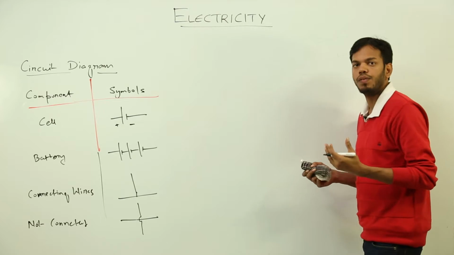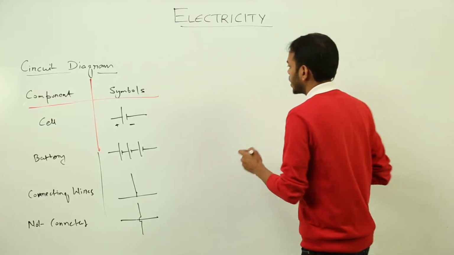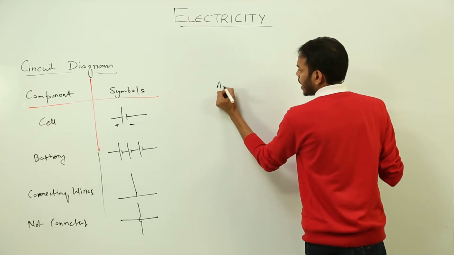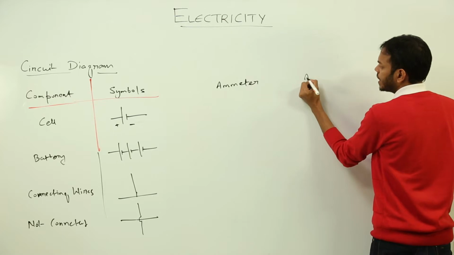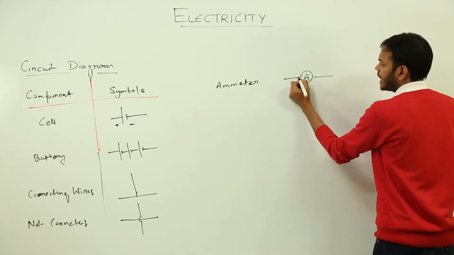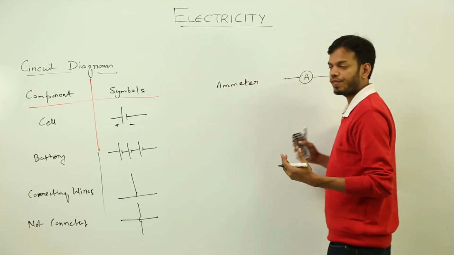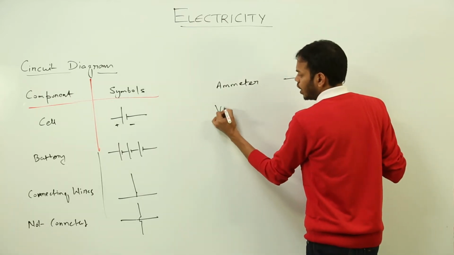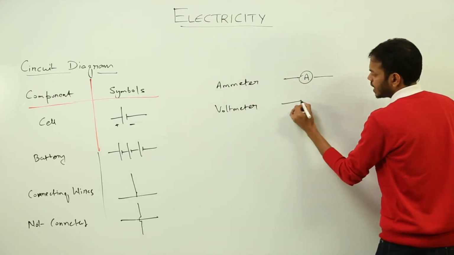a device which measures the value of current flowing in a circuit. That is called an ammeter. The ammeter is represented with this. And there is another device which measures the voltage or potential difference in a circuit. That is called a voltmeter. The symbol is this.